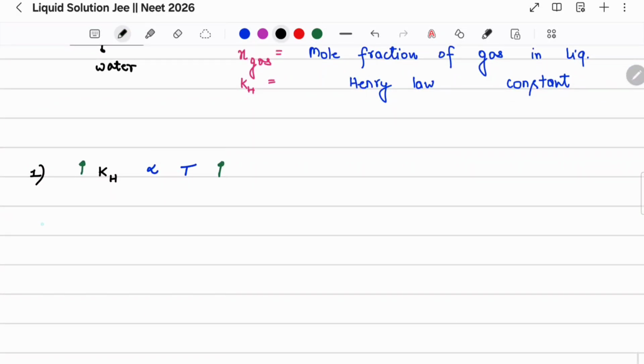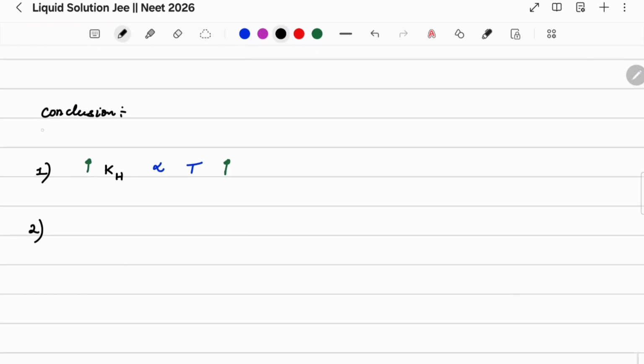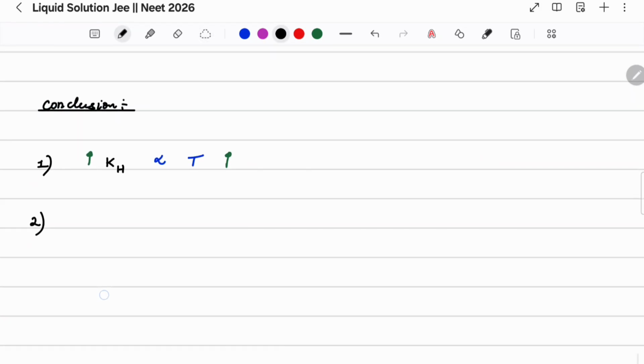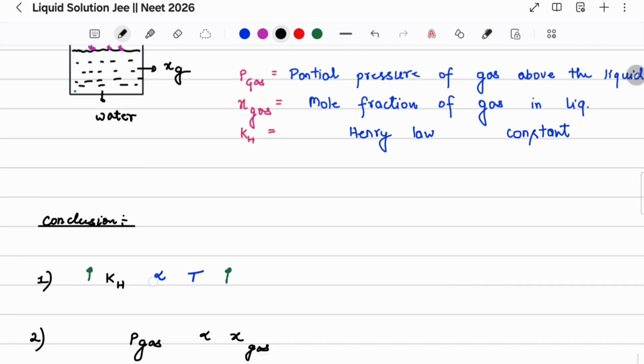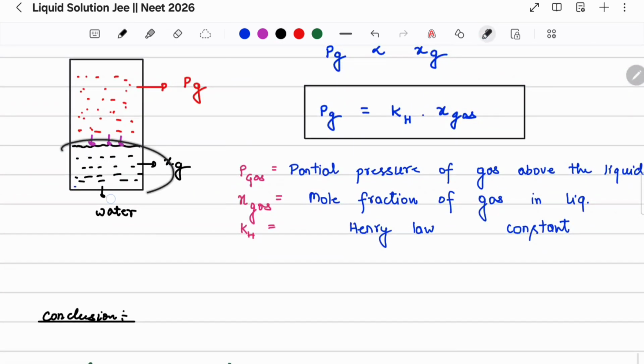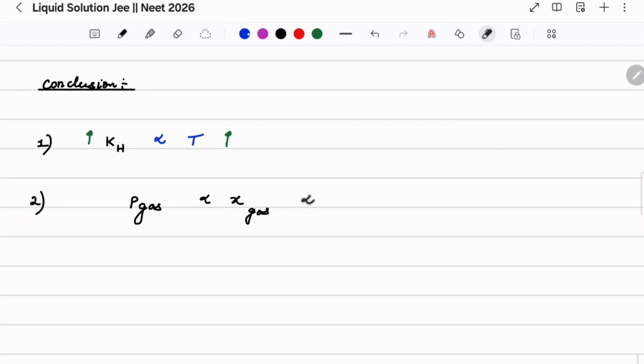Come to the second. If we talk about the second conclusion, you can treat it as a conclusion. So let me put it a little down. After knowing the first conclusion, let's come to the second conclusion. The second conclusion is the same thing only: if the pressure of the gas is directly proportional to mole fraction, then you yourself think, if there are more moles inside the liquid, what does it mean? If more moles are there inside the liquid, it means that gas is highly soluble inside the water. So what can I write? Directly proportional to what? Solubility. Directly proportional to what?